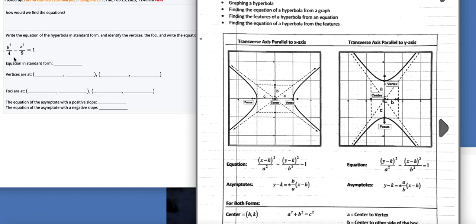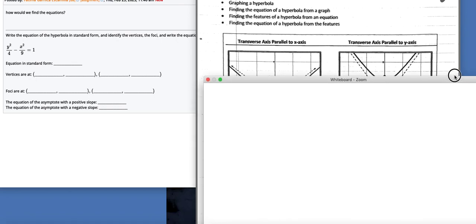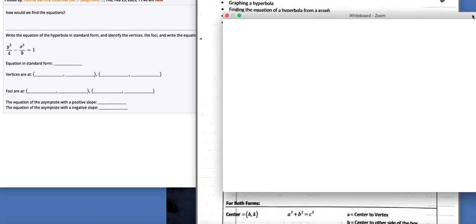So with that, we just look at this and ask, which one of those do I have? I have a y leading, so that means this is going to be my formula. What I need to know is the a and the b. Those are right down here. A squared is 4, so a is 2, and b squared is 9, so b would be 3.